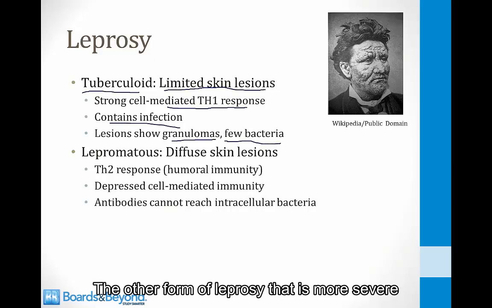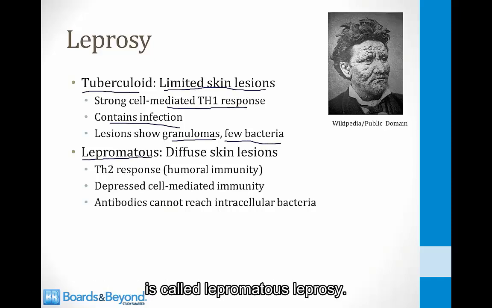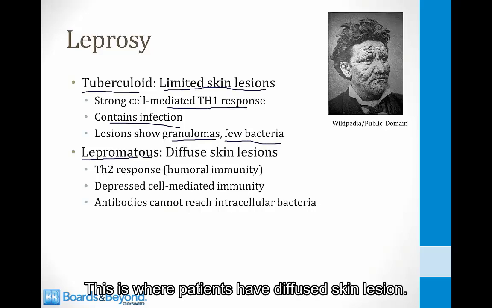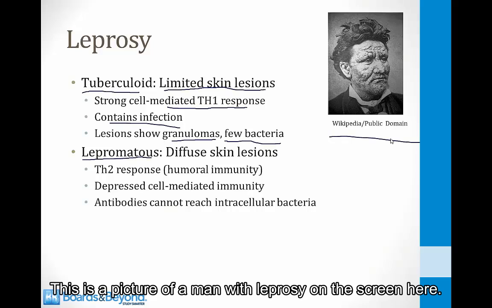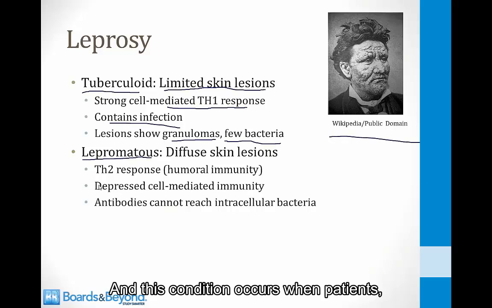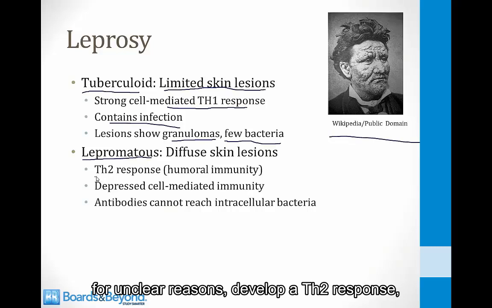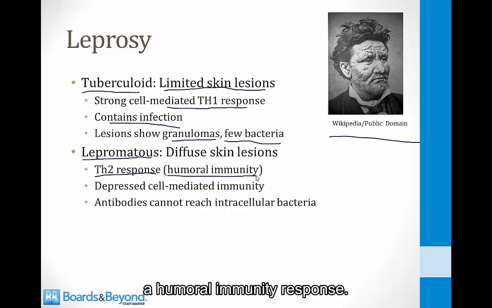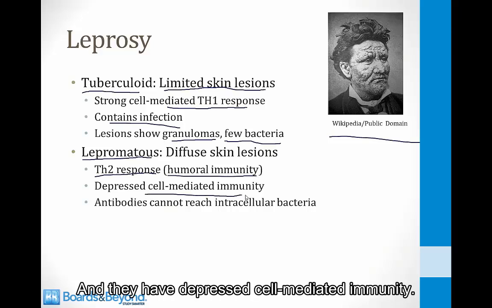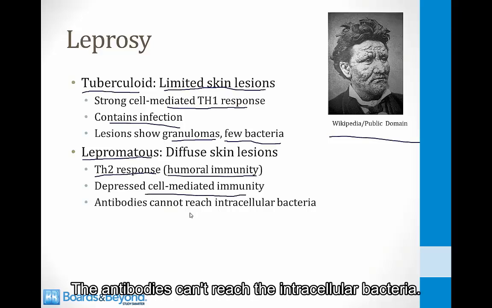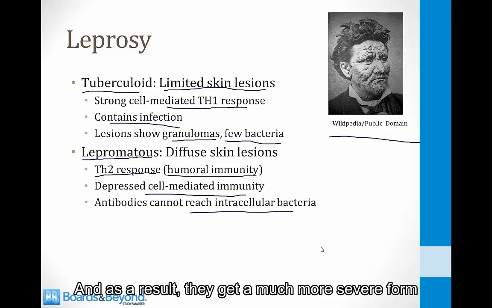The other form of leprosy that is more severe is called lepromatous leprosy. This is where patients have diffuse skin lesions. This is a picture of a man with lepromatous leprosy on the screen here, and this condition occurs when patients, for unclear reasons, develop a Th2 response, a humoral immunity response, and they have depressed cell-mediated immunity. The antibodies can't reach the intracellular bacteria, and as a result, they get a much more severe form of the disease.